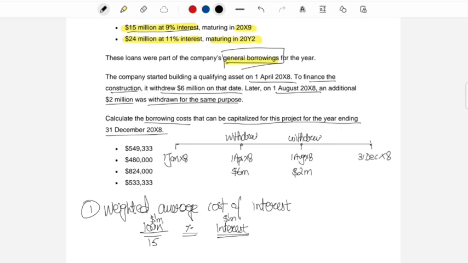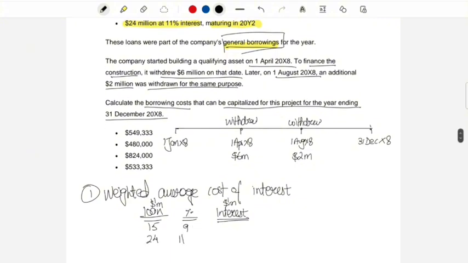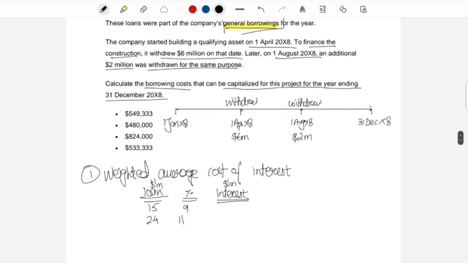Hopefully you're understanding what I'm doing. And you have a 9% interest. Then you have a 24 million loan which has 11% interest. So let's put some calculations here. What is the total amount of loan? 15 plus 24 gives you 39.